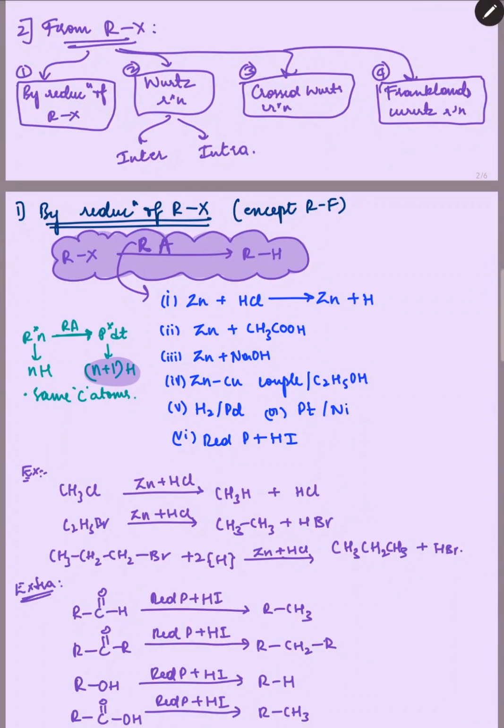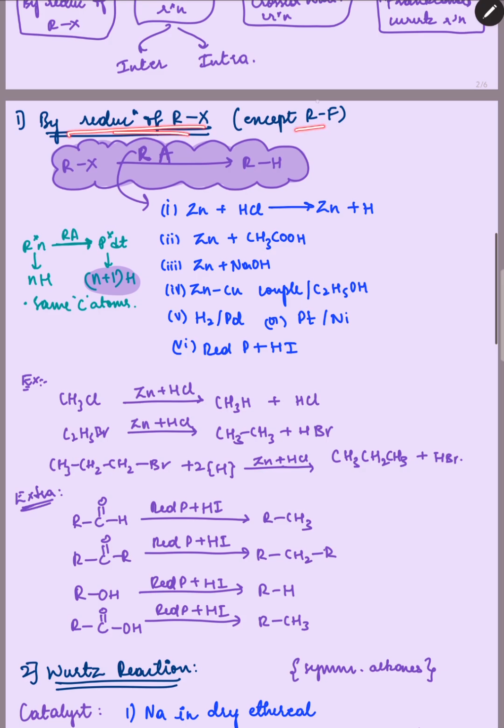Hi, welcome back. We are looking at the preparation of alkanes. This is the second method, which is from alkyl halides, by reduction of alkyl halides. There are four methods under alkyl halides: by reduction of alkyl halides, Wood's reaction, which may be inter and intra, then crossed Wood's, and Frankland's reaction. Today I'll be discussing up till here, and the rest I'll discuss in the next video.